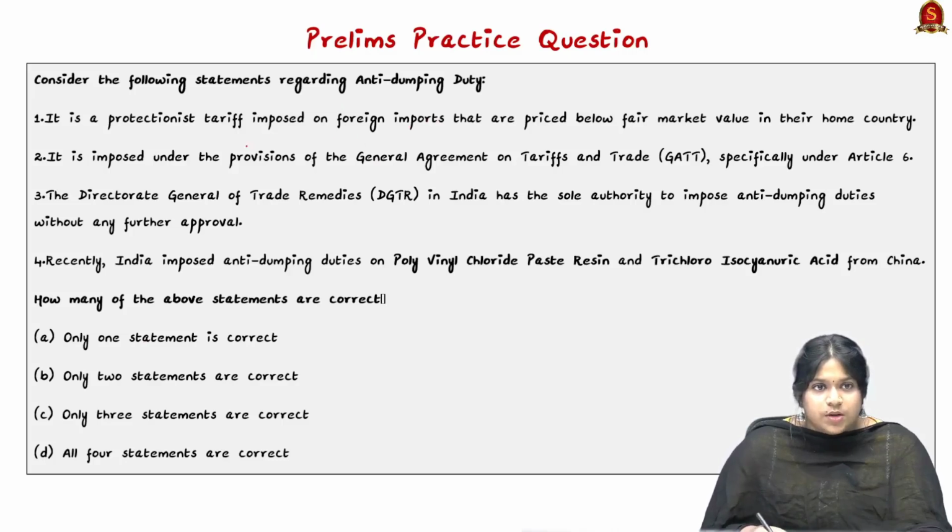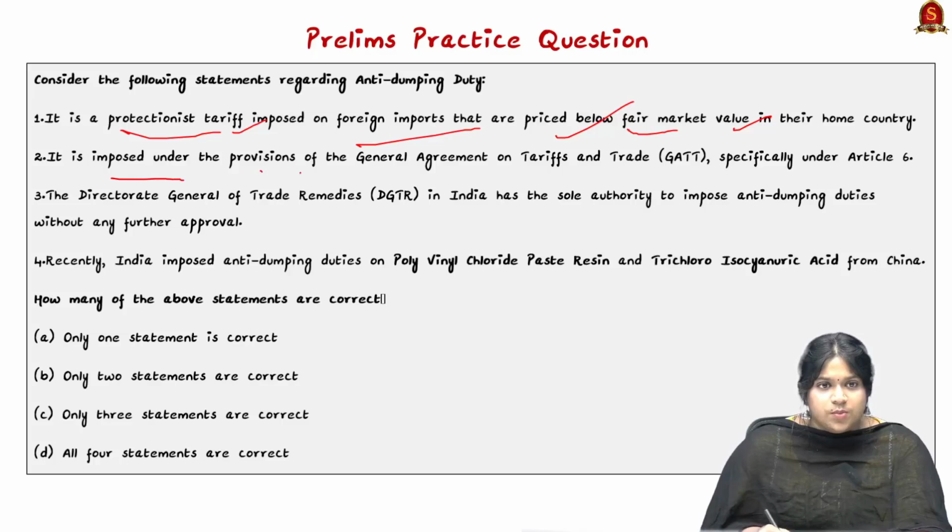So let's move on to a prelims practice question. Post the answer in the comment section, and the next day the answer will be posted. First statement: it is a protectionist tariff imposed on foreign imports that are priced below fair market value in their home country. The second statement: it is imposed under the provisions of the General Agreement on Tariffs and Trade, specifically under Article 6. Third: the DGTR in India has sole authority to impose anti-dumping duties without any further approval. Fourth: recently India imposed anti-dumping duties on polyvinyl chloride paste resin and trichloro isocyanuric acid from China.